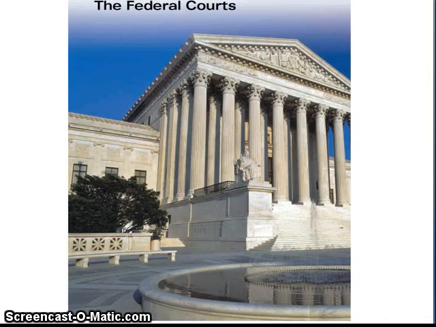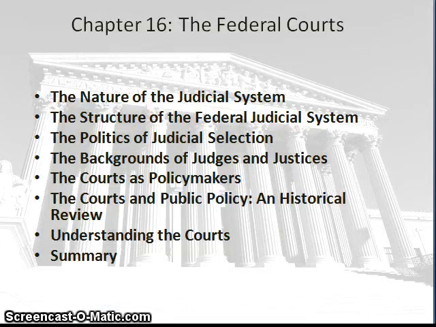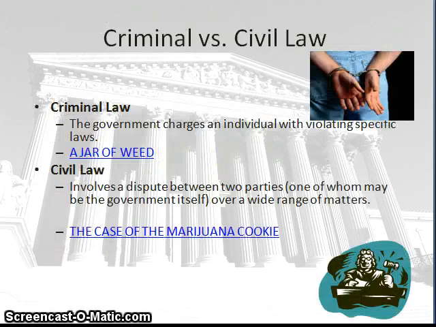Now let's look. This is a wonderful view of the Supreme Court of the United States, but let's move on. The only thing we're going to talk about in this segment is the nature of the judicial system. The nature of the judicial system is based on the theory that justice will emerge out of the struggle between two contending points of view. Simply means there are two sides to every story, and we all know that too well.